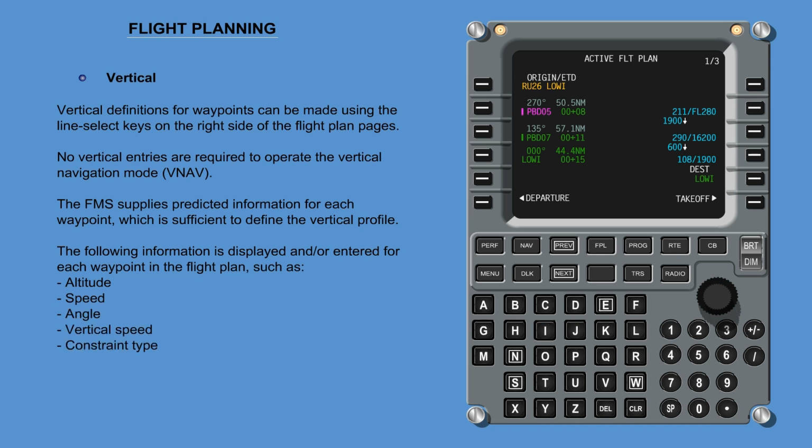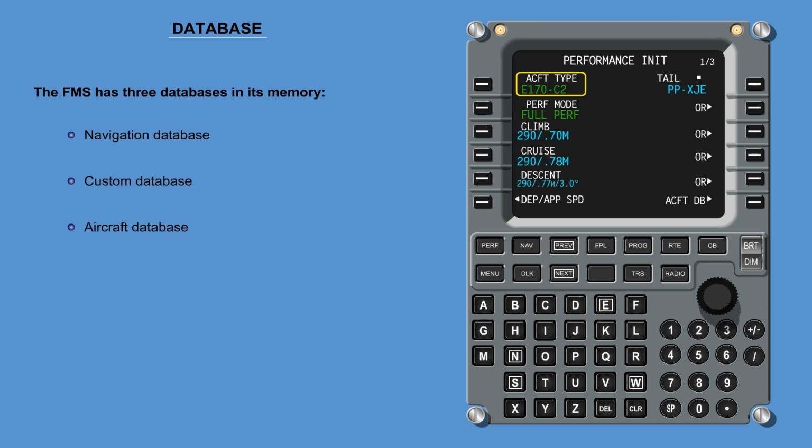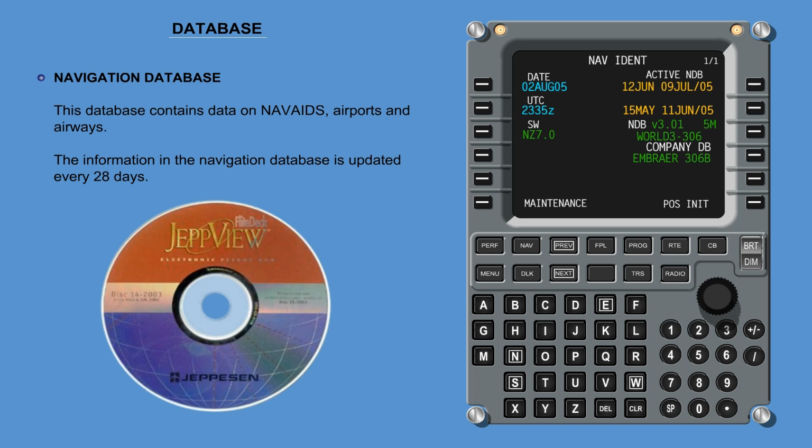Database. The FMS has 3 databases in its memory: a navigation database, a custom database, and an aircraft database. Navigation database. This database contains data on nav aids, airports, and airways. The information in the navigation database is updated every 28 days.